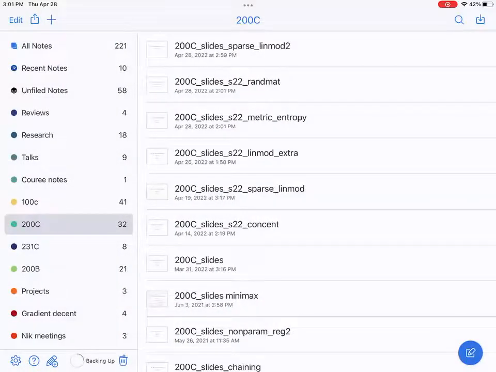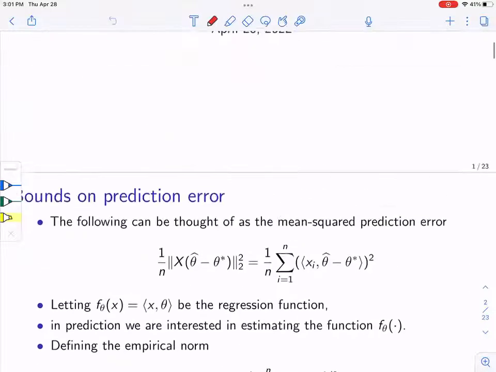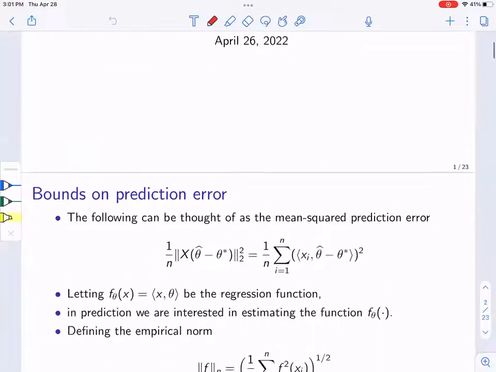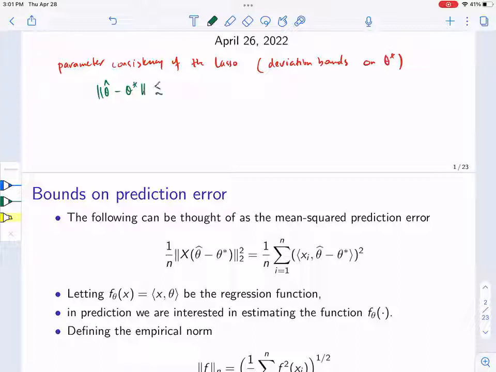Now let's go. I want to finish this chapter. That's chapter 7, I believe. So we talked about the consistency of the lasso, parameter consistency of the lasso, or if you want, deviation bounds on theta. So we showed things like theta hat minus theta star behaves nicely, like root s log d over n with high probability.